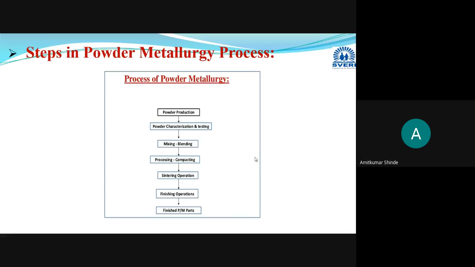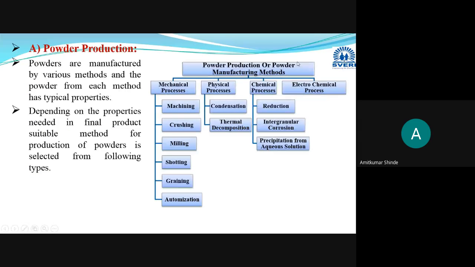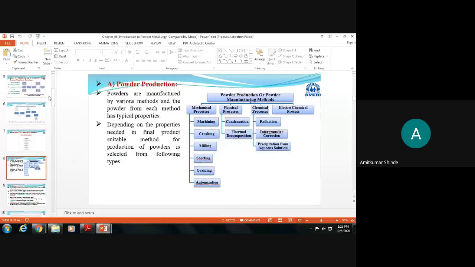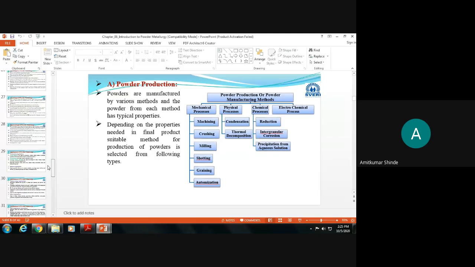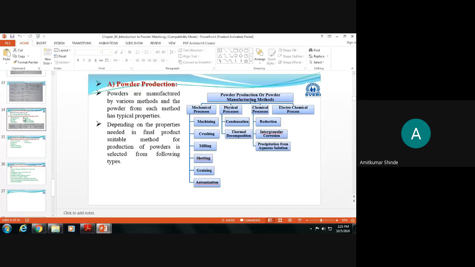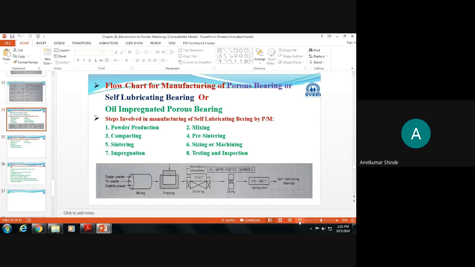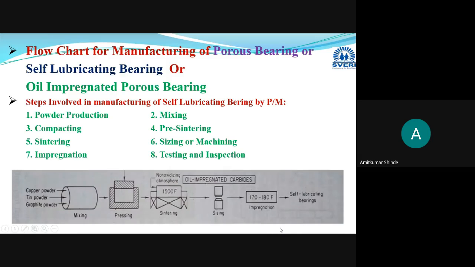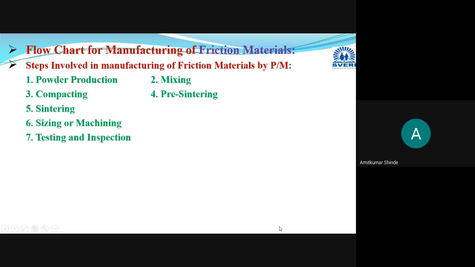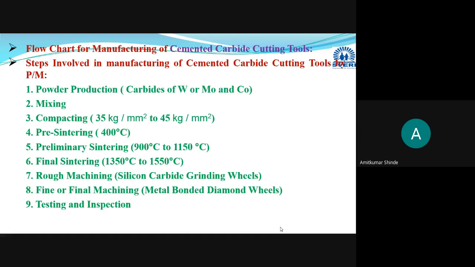And then we saw the different types of powder production methods, the methods used for manufacturing the different powders. After this we saw some common applications to manufacture components, and we saw the manufacturing of three components. We discussed the manufacturing of the self-lubricating bearing and the flow chart involved in it. After that we discussed friction materials manufacturing and its flow chart, then manufacturing of the cemented carbide cutting tool, various steps along with the flow chart.